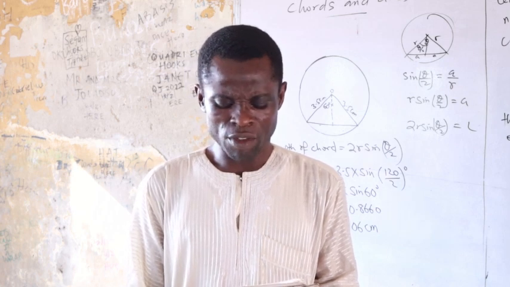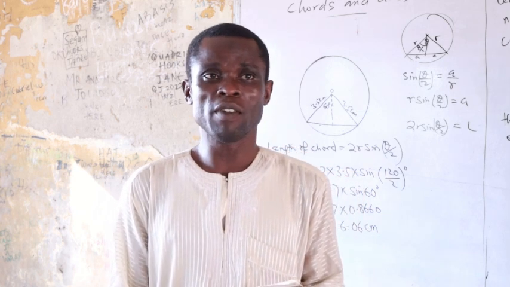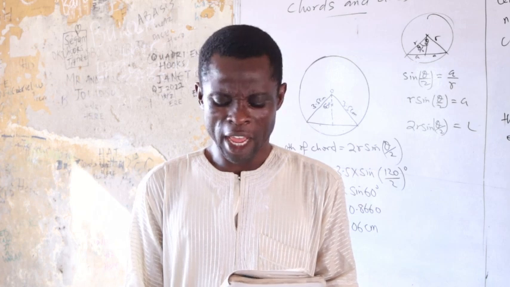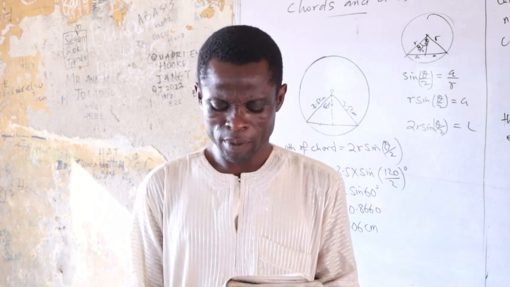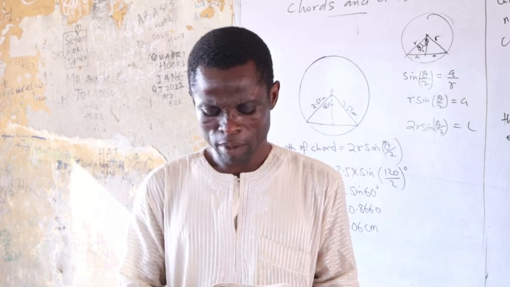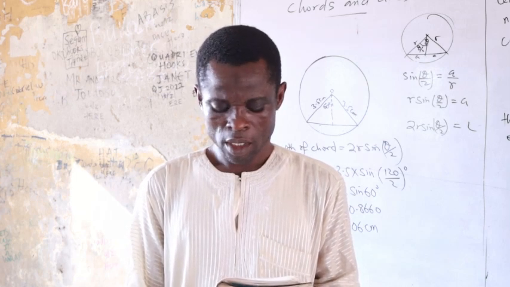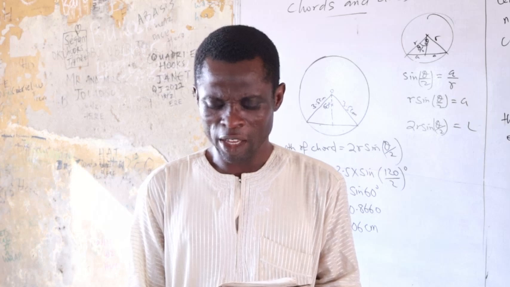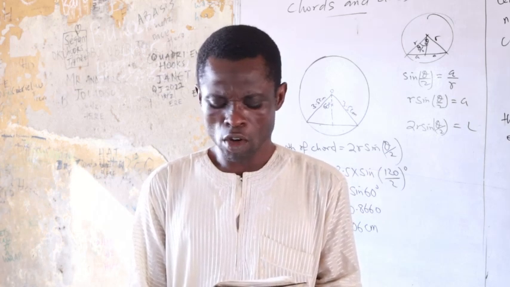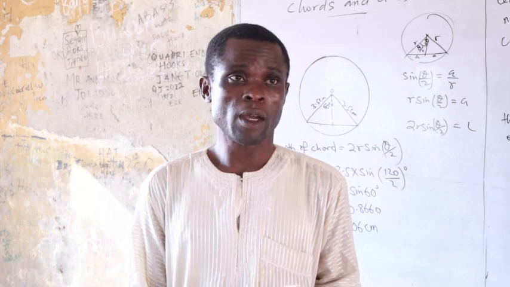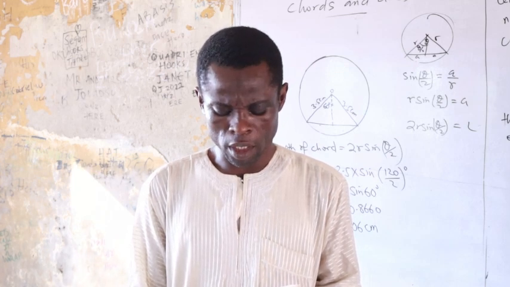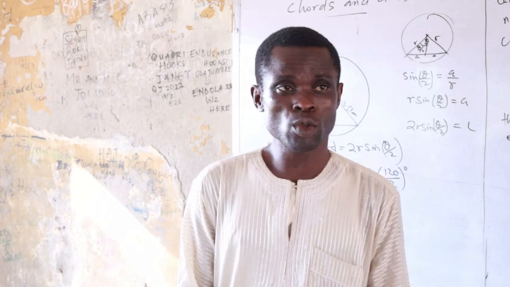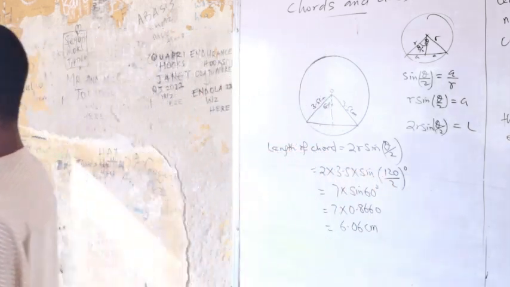If the radii of the circles are 20 centimeter and 15 centimeter, and AB, capital letter AB, is equal to 24 centimeter. Find the distance between the centers.